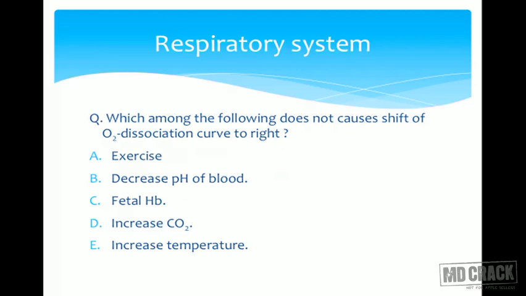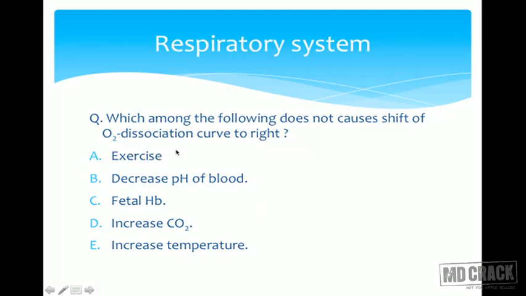Next question. Which among the following does not cause a shift of the oxygen hemoglobin dissociation curve to the right? Now, what do you see in this? Option A, exercise. Decrease in pH of the blood. Then fetal hemoglobin. Increase in CO2. Increase in tissue temperature.